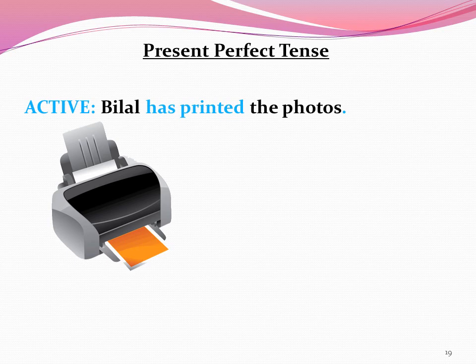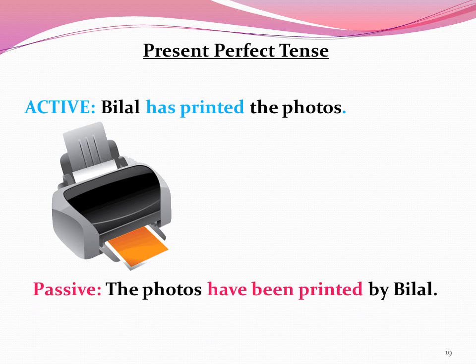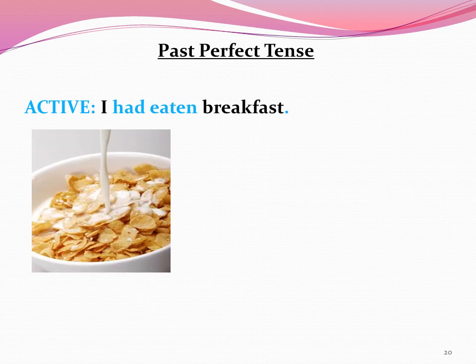Bilal has printed the photos. Photos here is the object. It is in a plural form. Let's see what will change. The photos have been printed by Bilal. The photos, since it is plural, we added have instead of has. And the same, past participle of verb to be plus past participle of the verb. So have been printed. Same meaning.